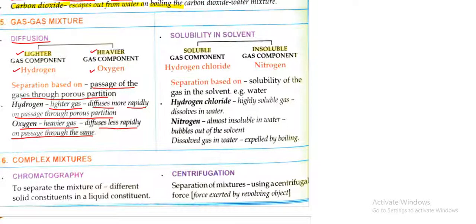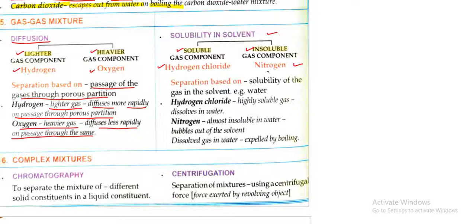Next we will see how to separate a soluble gas component and an insoluble gas component. Suppose two gases are mixed and one is soluble and the other is insoluble. Then we will use the method of solubility in a solvent. For example, hydrogen chloride gas and nitrogen gas. Out of this, hydrogen chloride is highly soluble in water, but nitrogen is not soluble in water. Very less solubility.